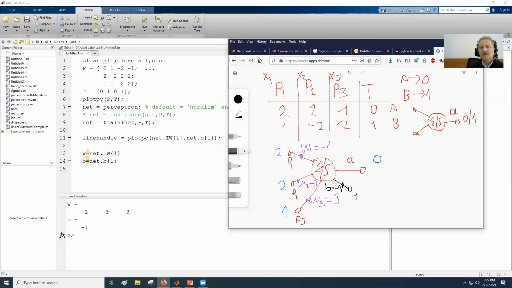If you build one neuron like that with 3 inputs P1, P2, P3, with 3 weight values and 1 bias value, it will produce 0 in the case of 2, 2, 1. In the case of 1, -2, 2, it will produce 1. In the case of -1, 1, 2, it will produce 1 as output. This neuron can successfully learn this data set in this condition.